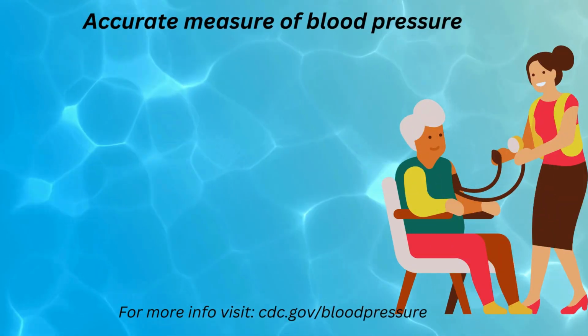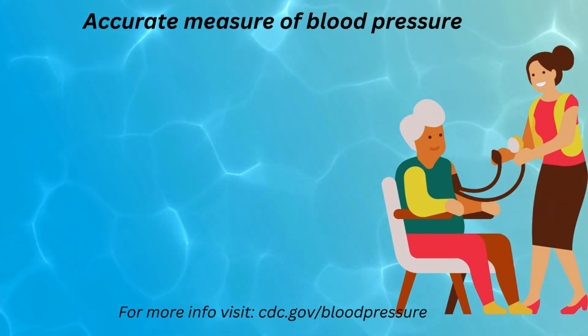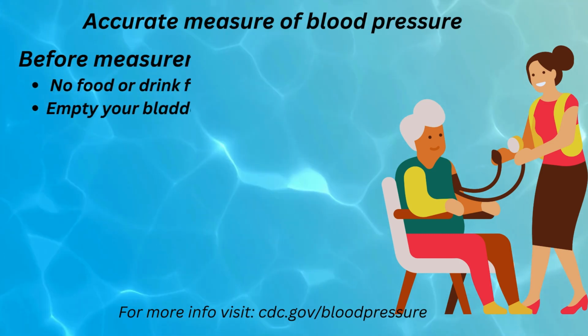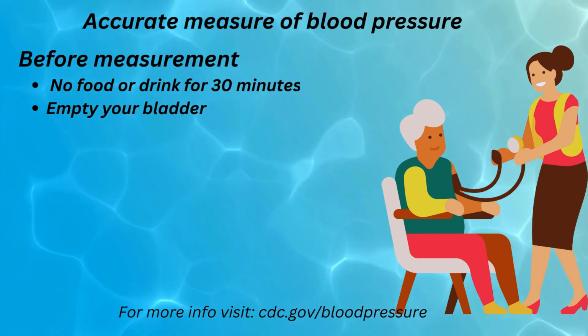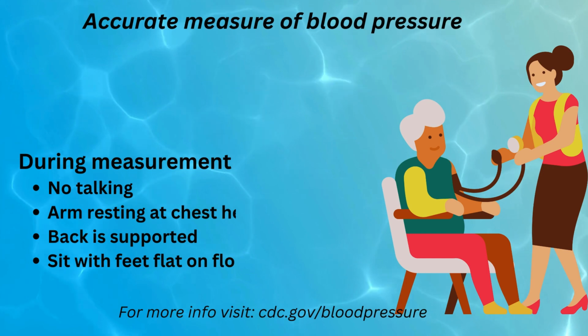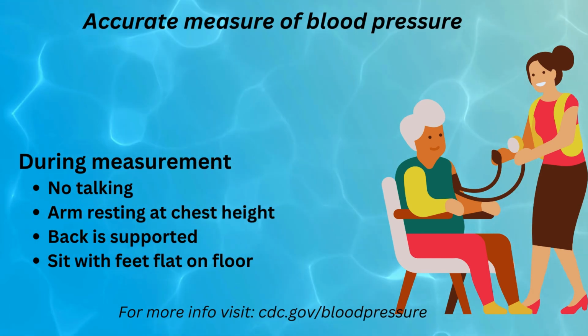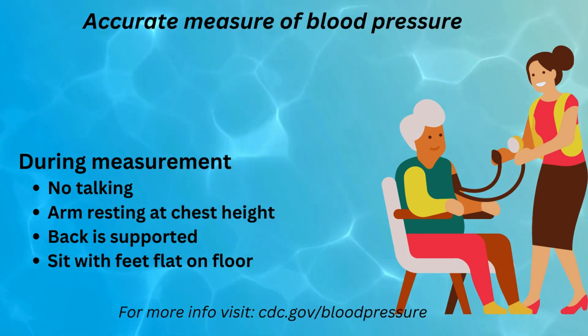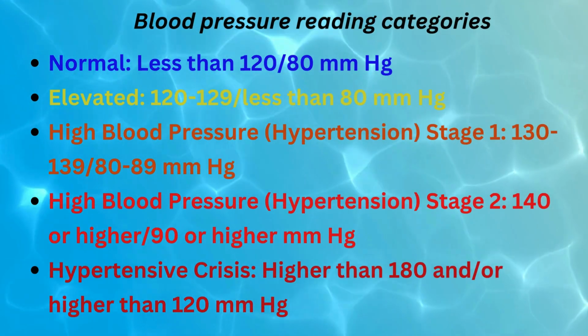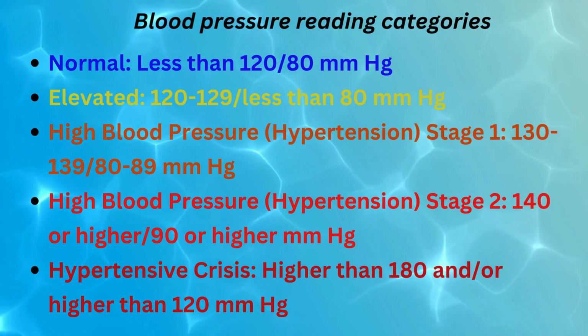There are several key steps to follow to record the blood pressure accurately. Before measuring the blood pressure, do not eat or drink for 30 minutes and empty your bladder. During the measurement, do not talk, rest your back, and keep your feet flat on the floor. And your hand should rest at chest height. The reading you get from an accurate measurement can indicate whether you are at risk of hypertension.